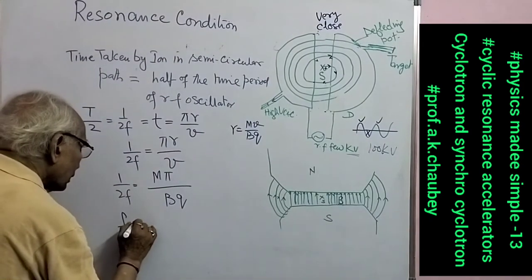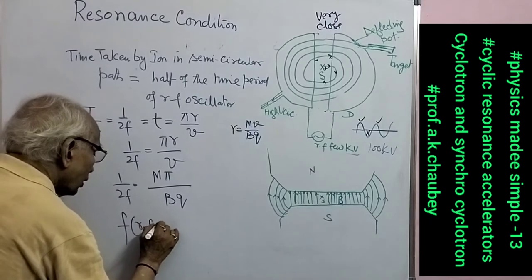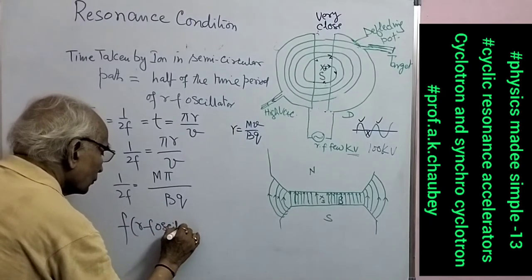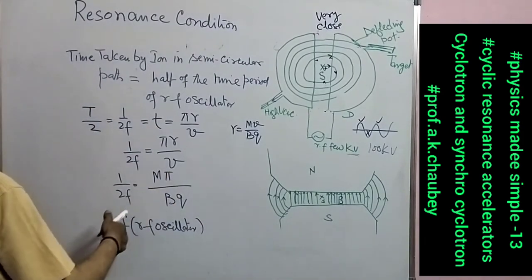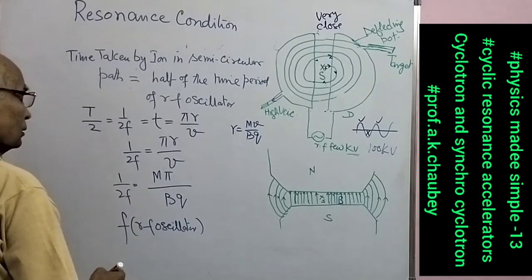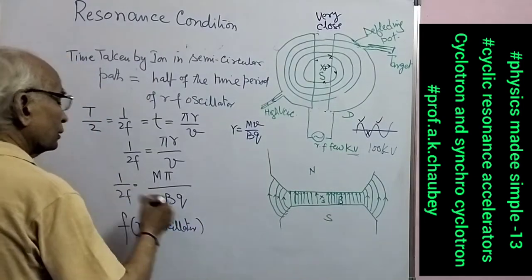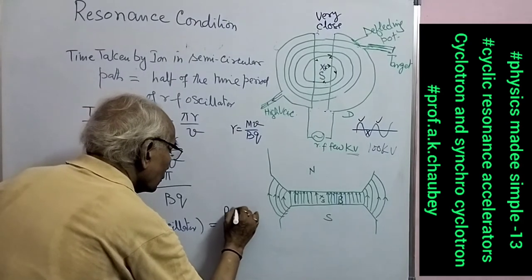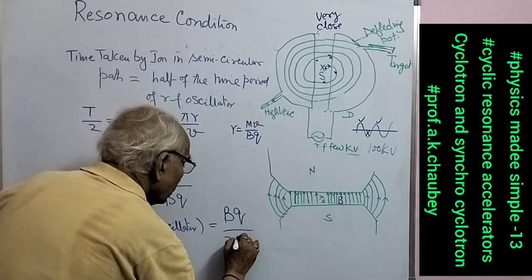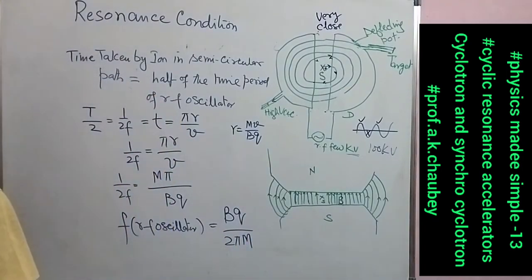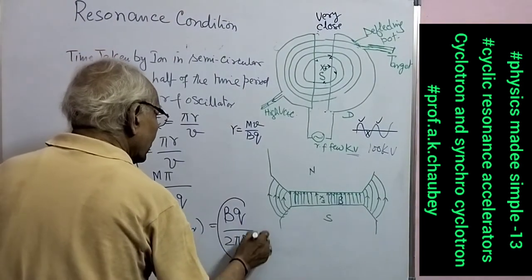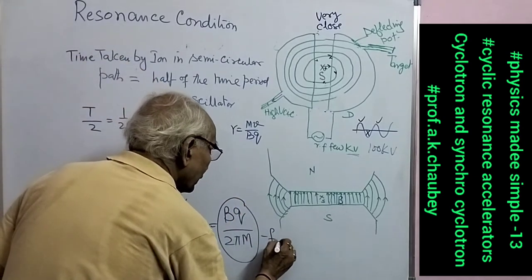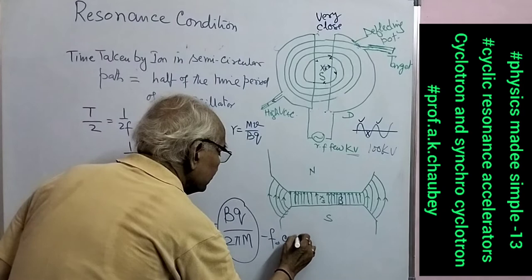Or f, the RF oscillator frequency, is equal to Bq over 2 pi m. So the RF frequency f is Bq over 2 pi m. This is called f naught, the cyclotron frequency.